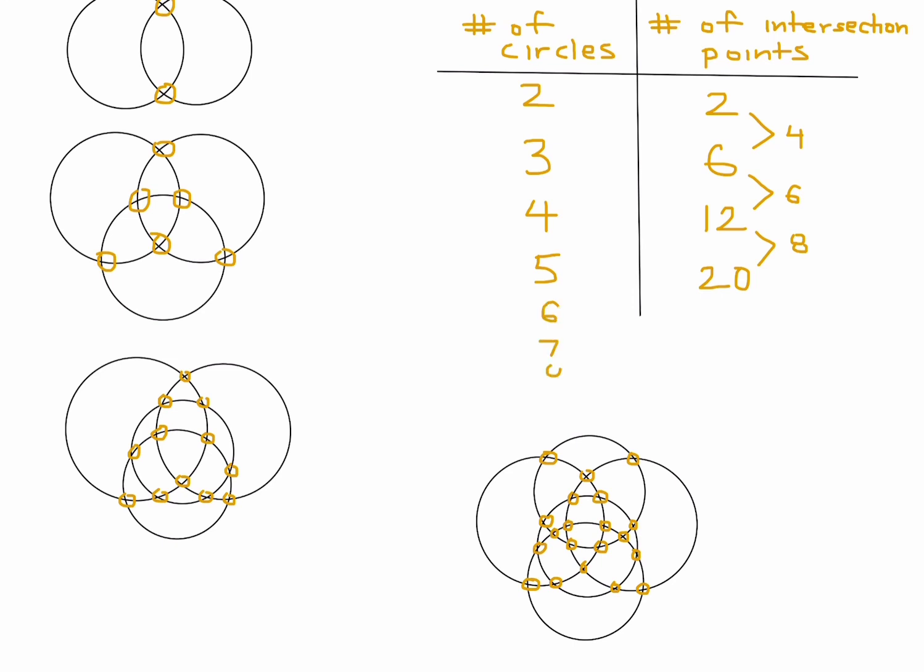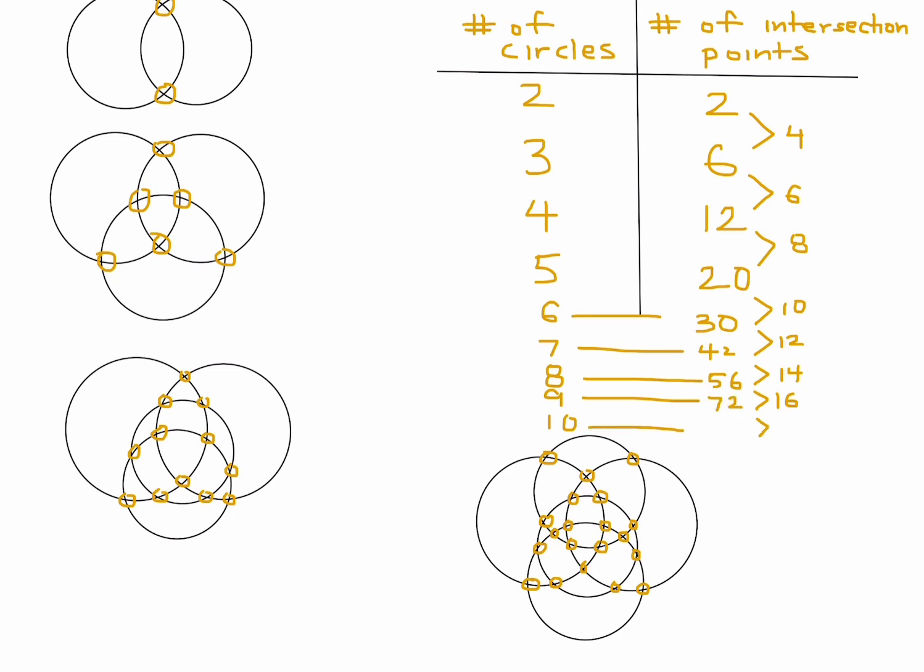6, 7, 8, 9, and 10. For 6, it would go up by 10, right? Because the difference is going up by 2 each time. So that would be 30. For 7, the difference would go up by 12. So that would be 42. For 8, the difference would be 14. So that would be 56. For 9, the difference is 16. So that would be 72. And for 10, the difference will go up by another 2 to 18, and that would be 90.